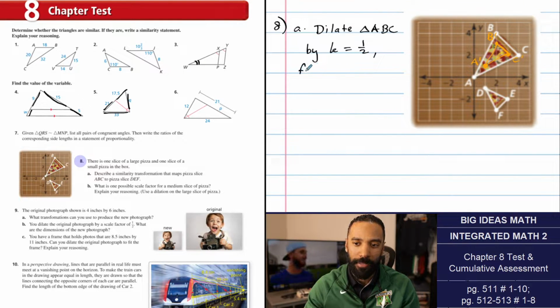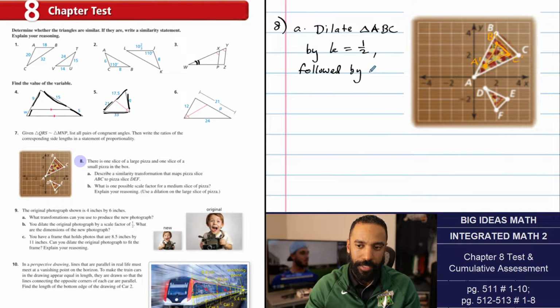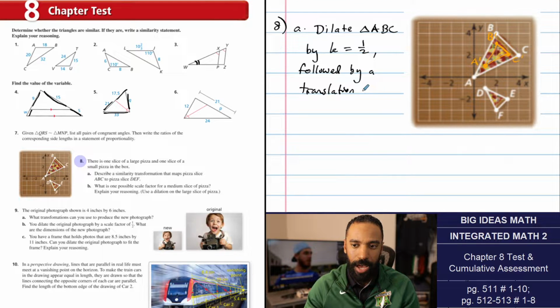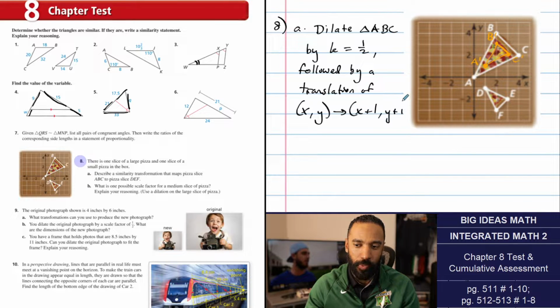So followed by a translation. By the way, this would not probably be called prime anymore. Go with me on what I'm doing there. I did move it over 1 and up 1. A translation of, and I'm going to write the rule because you sometimes see these rules, x plus 1, y plus 1. That means go 1 right on your x's, 1 up on your y's.